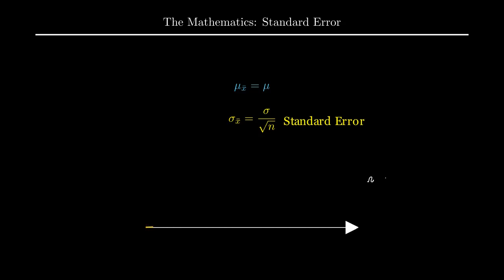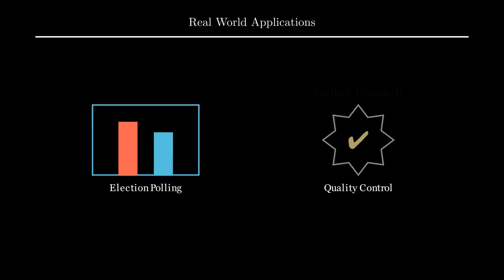Mathematically, the theorem states that for a large enough sample size n, the sampling distribution of the mean will have a mean equal to the population mean mu and a standard deviation equal to the population standard deviation sigma divided by the square root of n. This sigma over square root of n is what we call the standard error. As n grows, the bell gets skinnier and taller, pinpointing the truth with increasing precision.